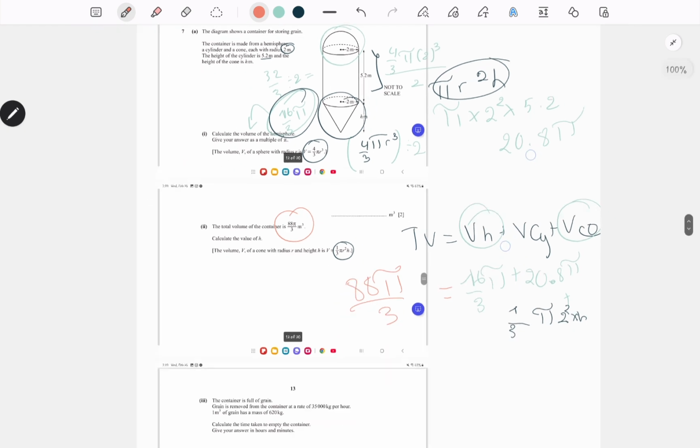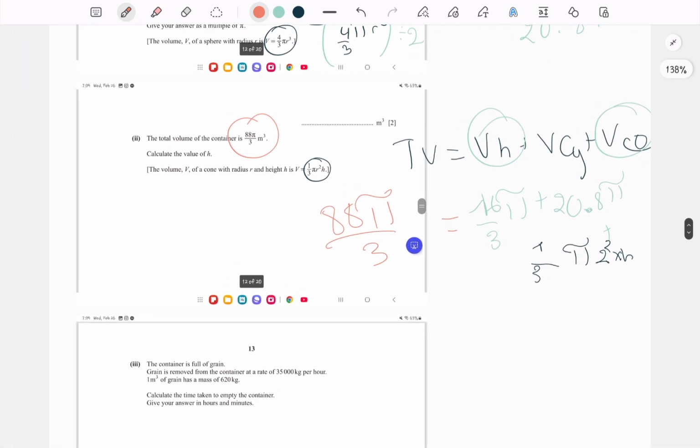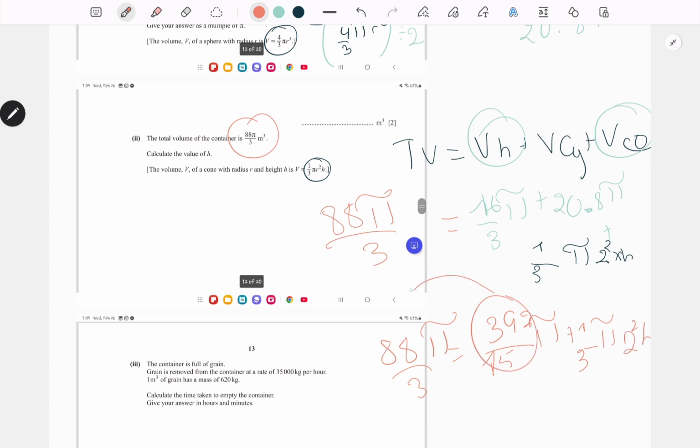Okay? So after solving a little bit, you will get that 88 pi over 3 is equal to 392/15 pi plus 1/3 pi r squared h. Okay, you're going to move this to the other side, so you are going to get 88/3 pi minus 392/15 pi, and you're going to get an answer of 16/5 pi.